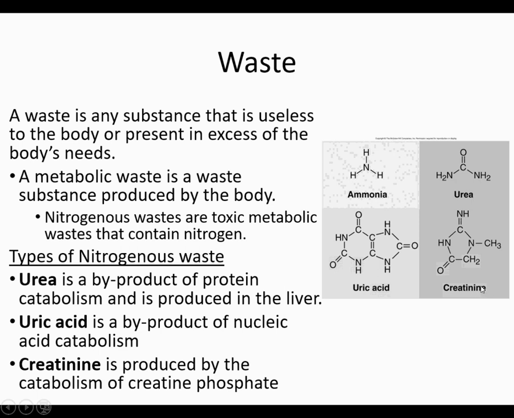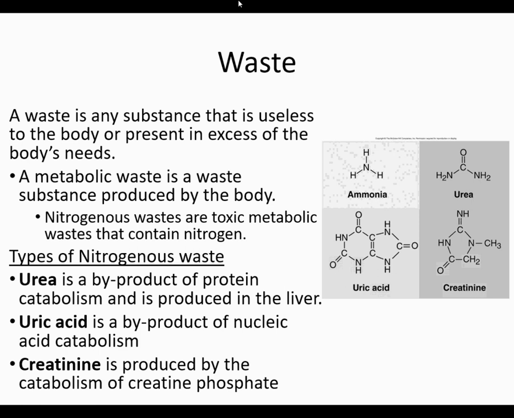Same thing for uric acid and creatinine. Uric acid is a byproduct of nucleic acid metabolism, so the breakdown of DNA and RNA. You've heard of gout before? Gout happens when you're not getting rid of your uric acid. And then creatinine, we've talked about that before, comes from the breakdown of creatine phosphate, which is produced in our skeletal muscle and is used as an energy substrate. So that's what happens when we take care of our waste.